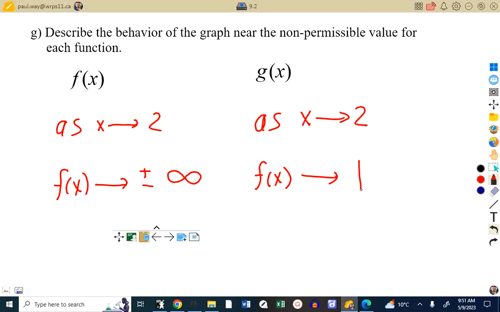All right, any questions with that entire example? Biggest lesson to be learned: if the factor that produces the non-permissible value cancels, it's a hole. The y coordinate of the hole can be found by putting the non-permissible value into whatever's left. If the factor that produces the non-permissible value does not cancel, it's a vertical asymptote at the non-permissible value.